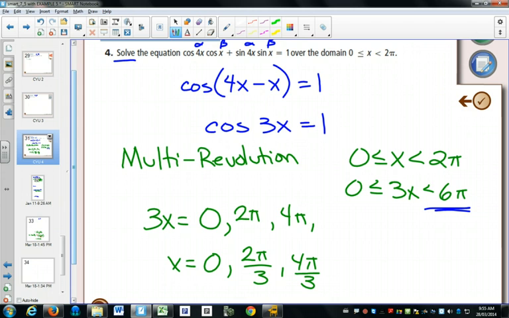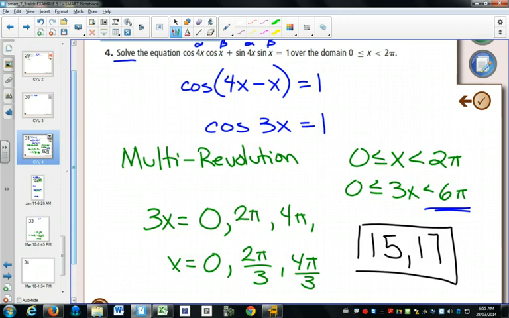So the questions for this one that you can do in your homework are 15 and 17.